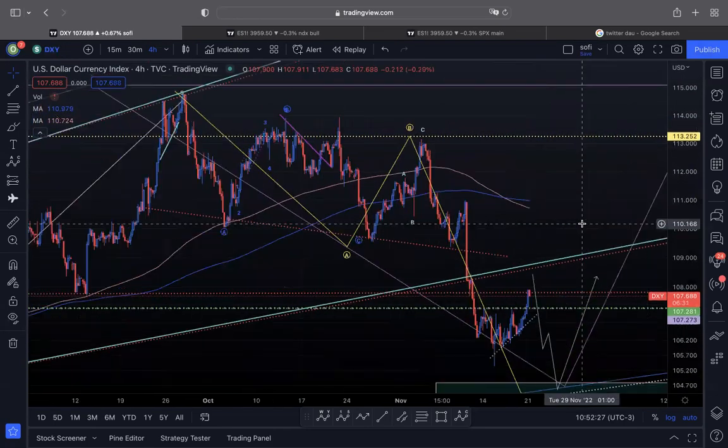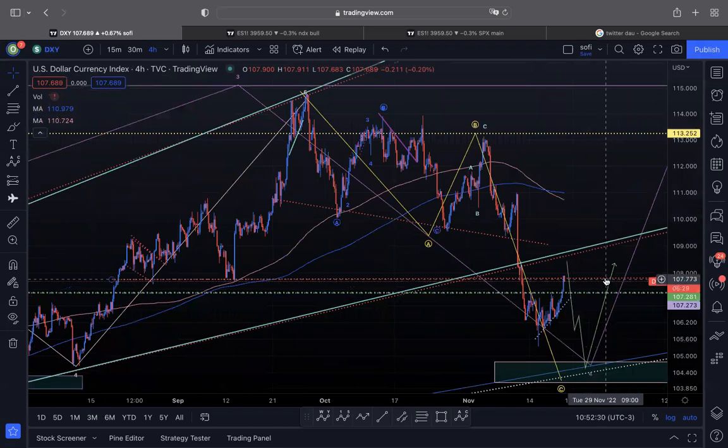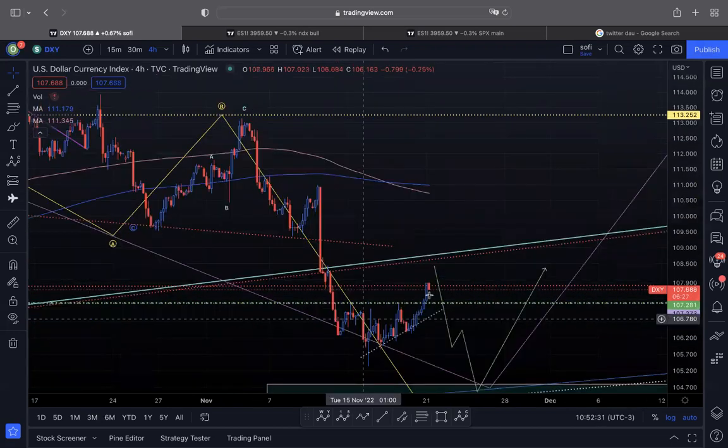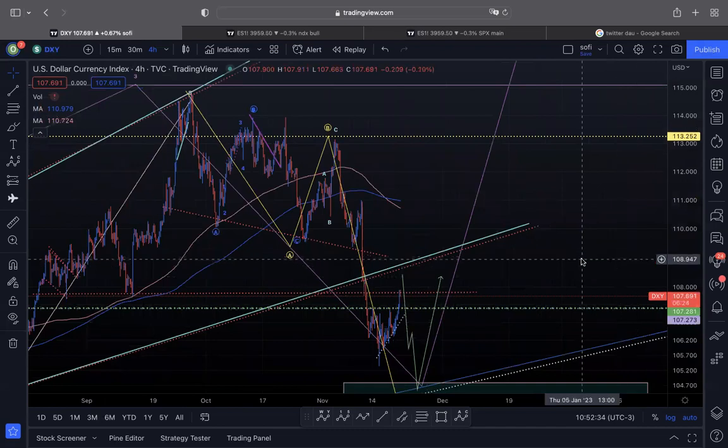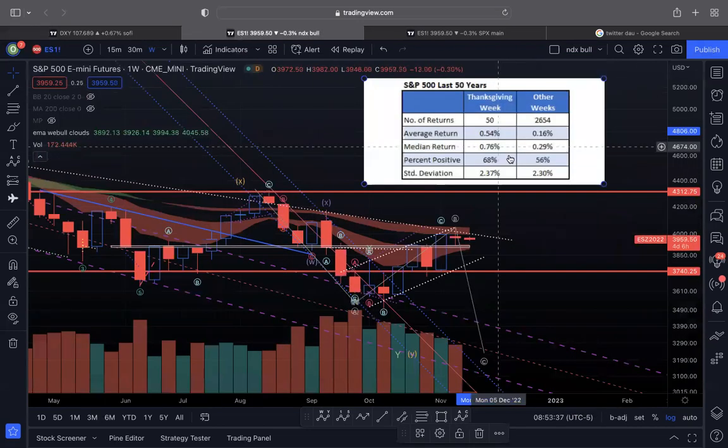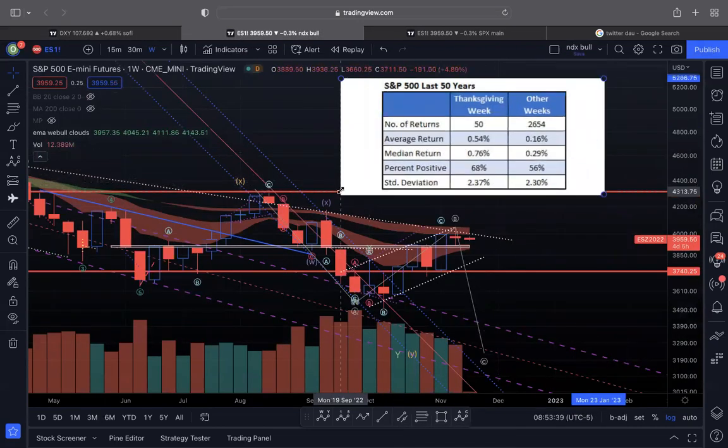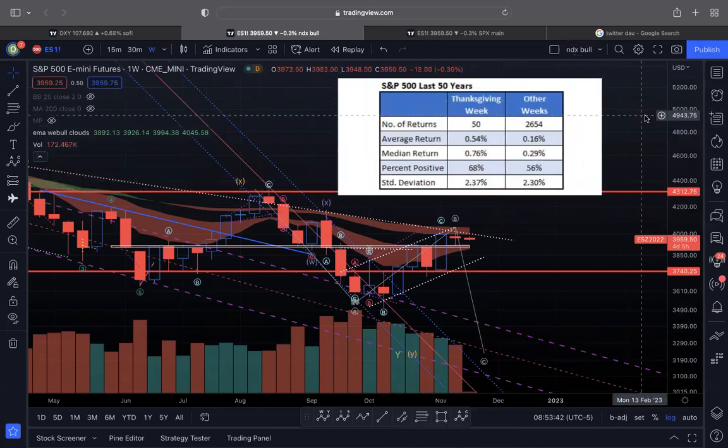And again, you can see right now the dollar pretty much bounced up to the previous area of support, right? And now we're kind of rejecting that. So it'll be interesting to see if we follow through to the downside. And the reason for that is over the last 50 years, Thanksgiving week has always been positive, like 0.7, 0.8%. So I'd be surprised if we actually end a major US holiday on a red note.